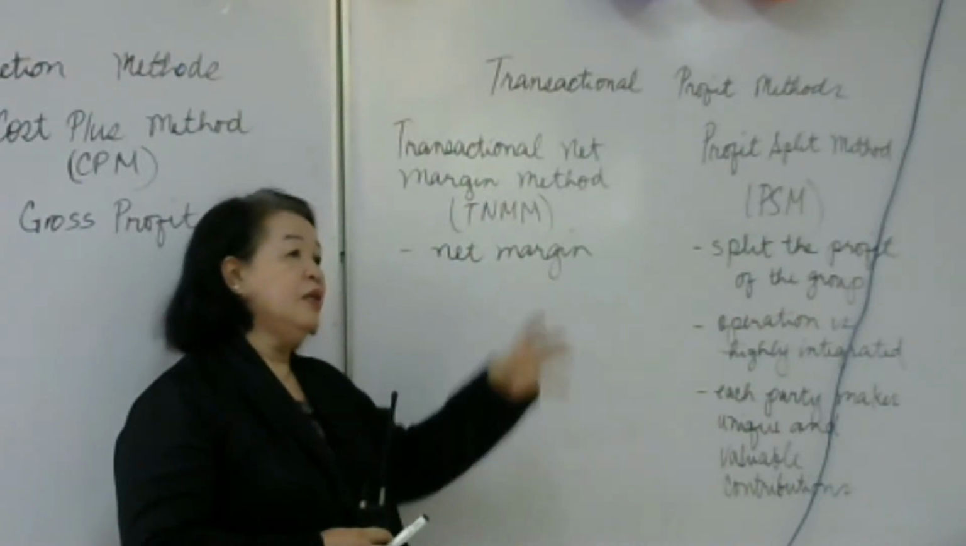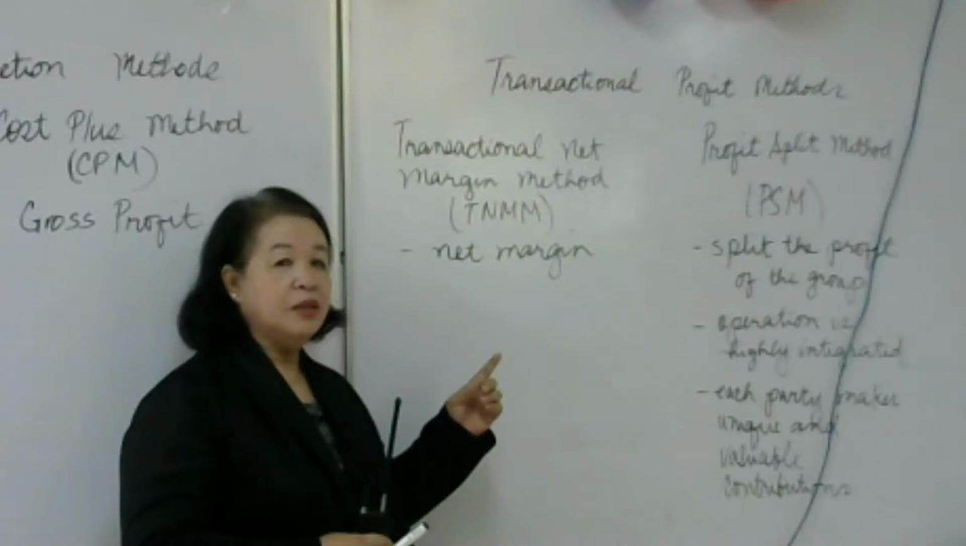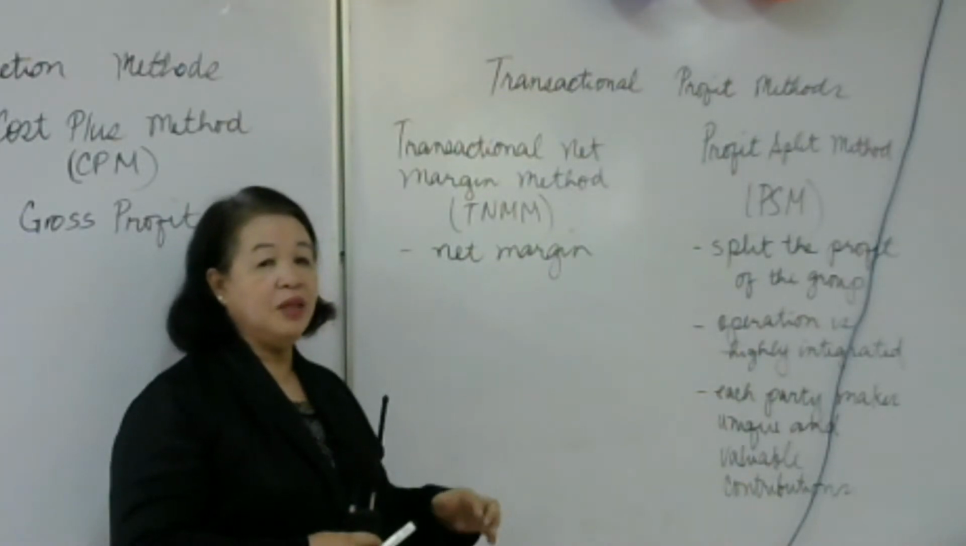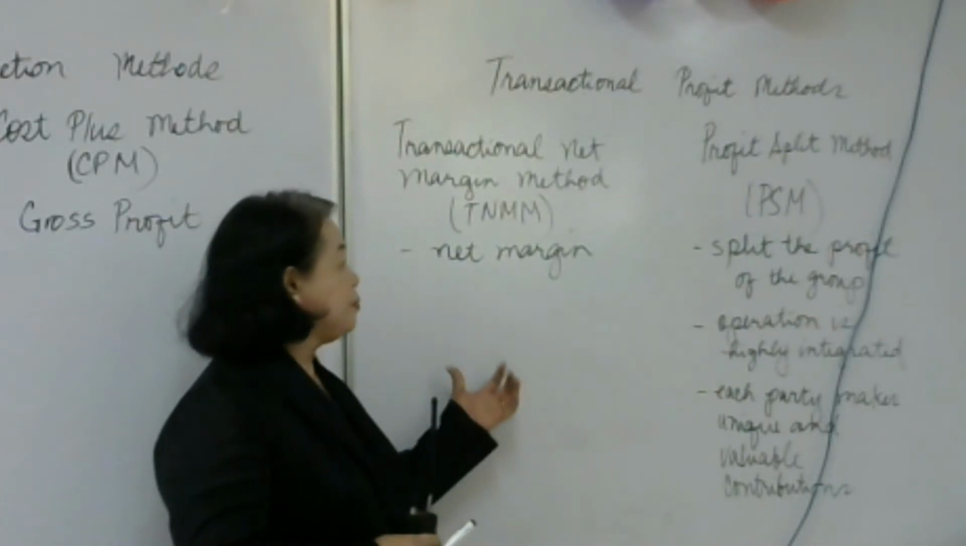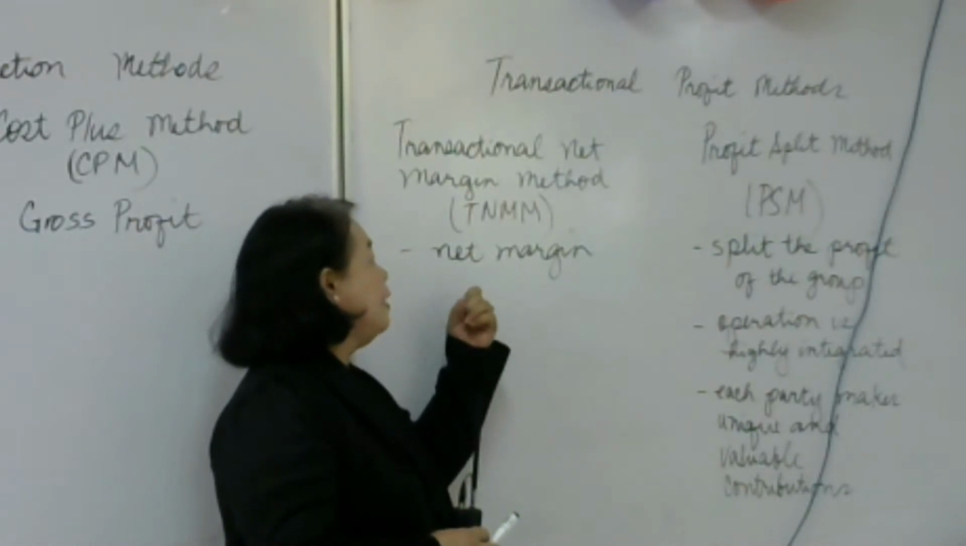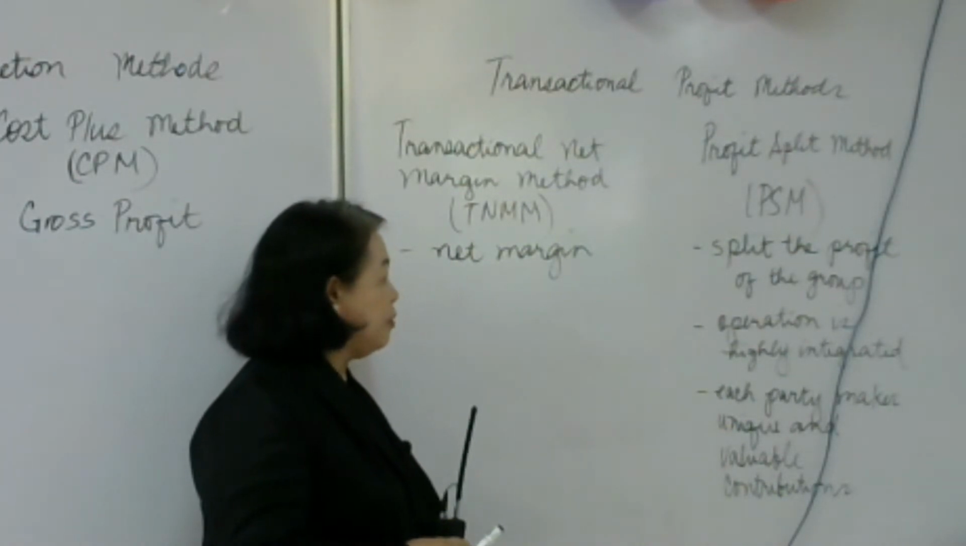Kasi ano ba yung capital employed? Ito yung current assets less current liabilities equals your working capital, no? Isa din yan na profit level indicator dito sa transactional net margin method.